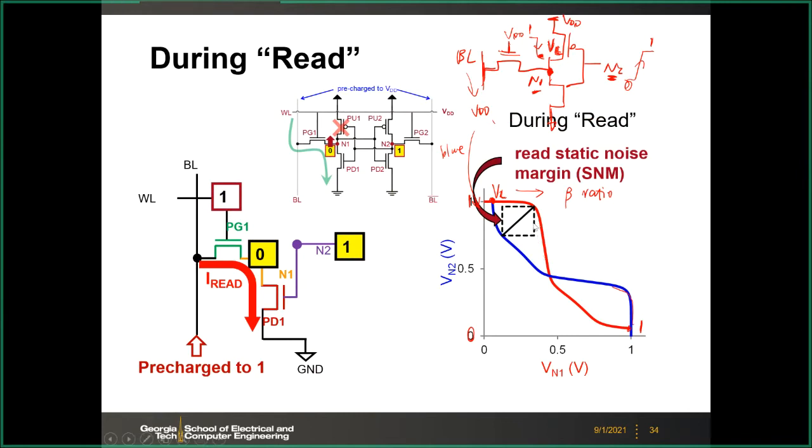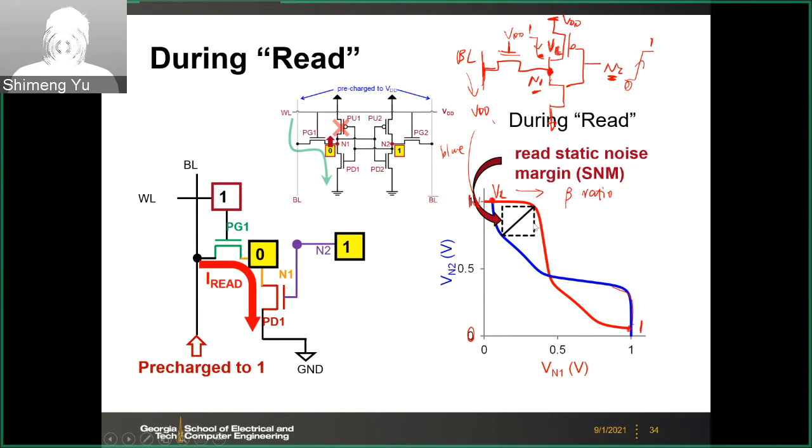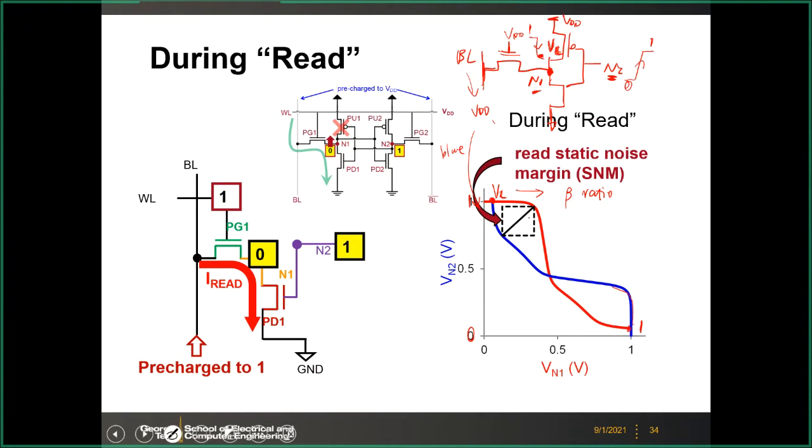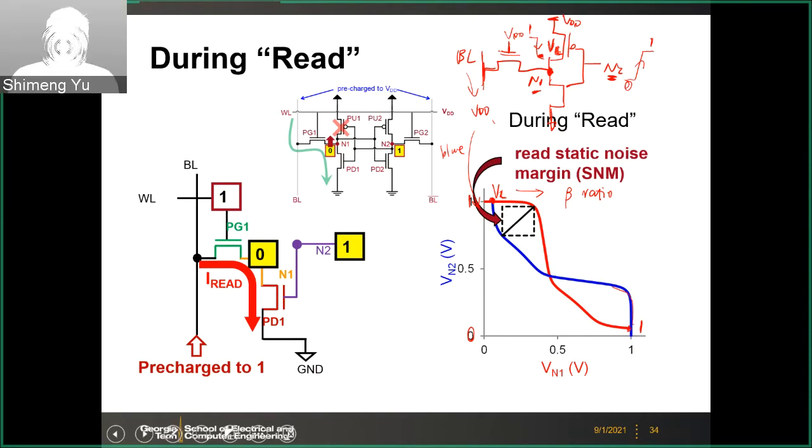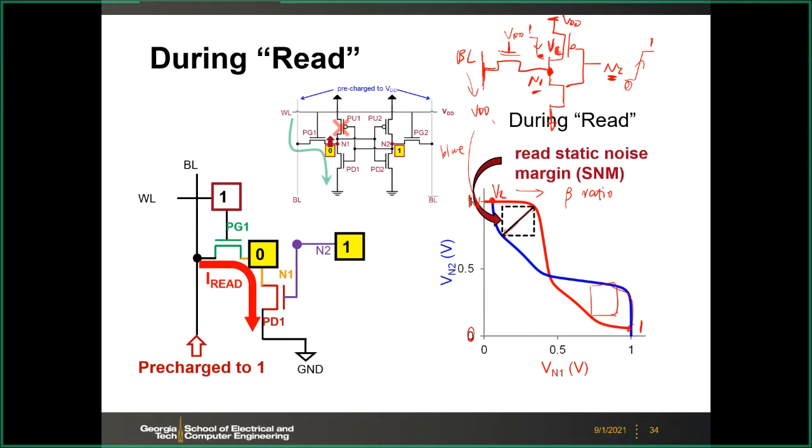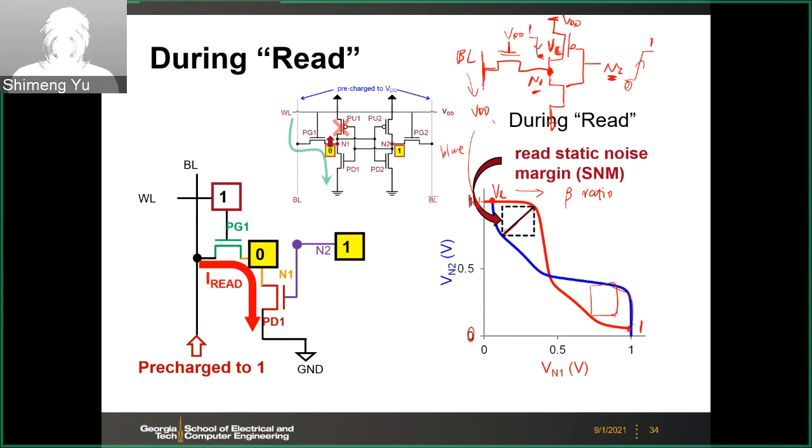So similarly, you can rotate this, let's say mirror this along 45 degrees, to look at the other 3 transistors. Then you will end up with a red curve. And again, this becomes a kind of butterfly. But you will notice that the square you can fit between those 2 nested curves will be smaller. So this square is smaller than the hold operation. That means the read is more vulnerable to noise than the hold.